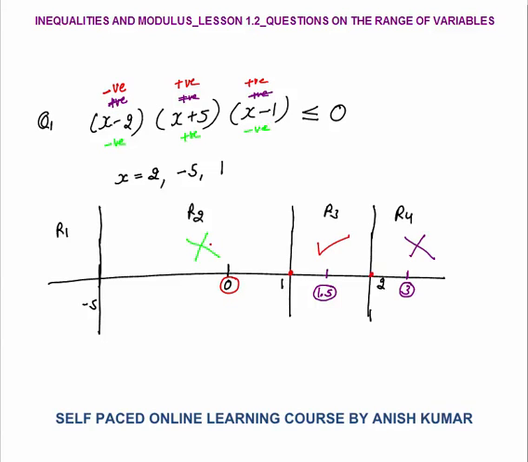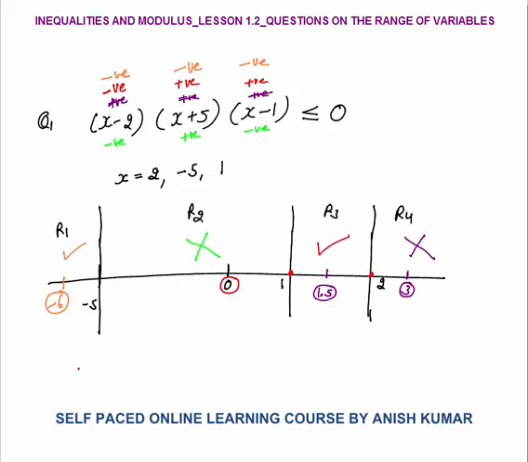What about this region, values less than minus 5? Whenever x is less than minus 5, you can check minus 6. You only need to check any one value. When x equals minus 6, this will be negative, this will also be negative, and this will also be negative. All the 3 numbers will be negative, and the product of 3 negative numbers will be less than 0. And this will also satisfy. So what will be my range of x?